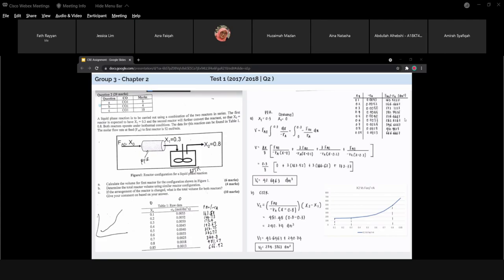Okay, for A, the question asks to calculate the volume for the first reactor. The first reactor is PFR, so we need to calculate the area under the curve from x equal to 0 to x equal to 0.3. So we will use the formula for integration from 0 to 0.3 of FA0 over negative rA dx. So we just substitute the value from the table that we calculated accordingly, and we get the value for V1, which is V1 equal to 43.6463 dm³.